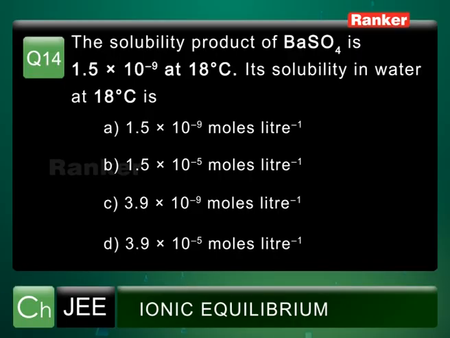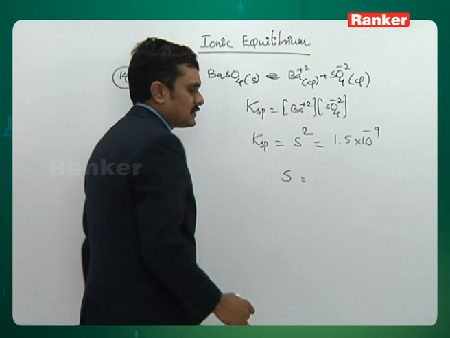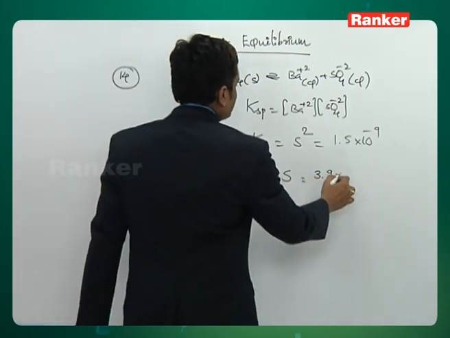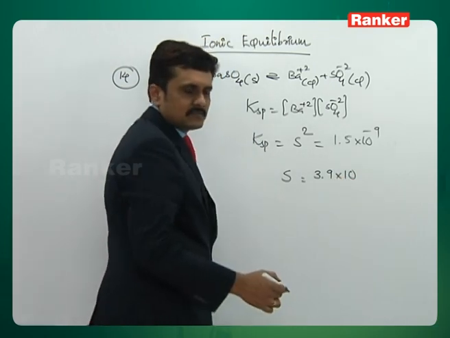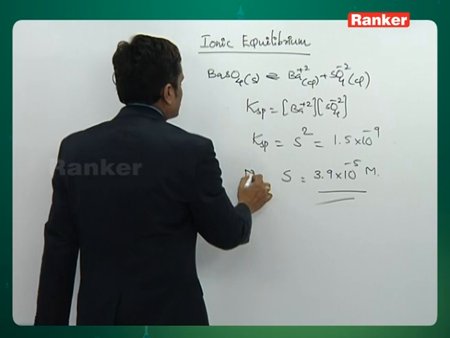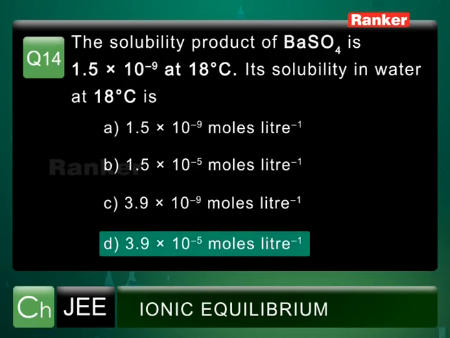KSP. Now we know that the S square value is given as 1.5 into 10 to the power minus 9. The KSP value is given to us. So therefore the solubility, when I simplify, is going to turn up as 3.9 into 10 to the power minus 5 mole per liter. So the correct answer for this question is option D.